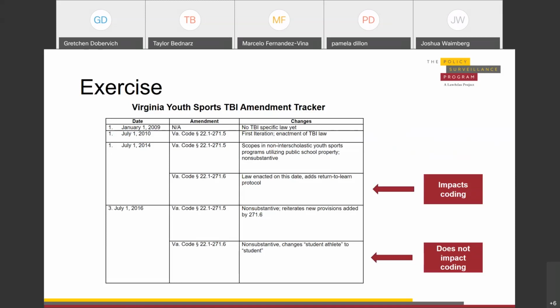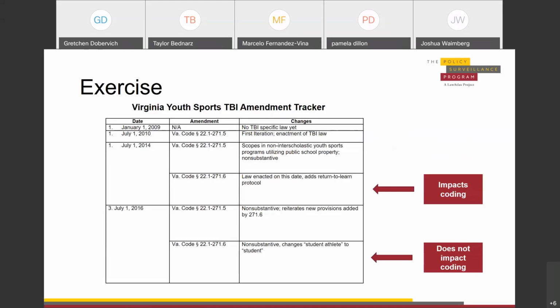July 1st, 2010 would be iteration 2. I'm sorry that these say iteration 1. That's a mistake. July 1st, 2010 would be the first iteration of the youth TBI law. It's enacted that date. Then July 1st, 2014 would be iteration 3. So in that situation, there are 2 more. There is what the existing law is amended to scope in non-interscholastic youth sports programs utilizing public school property, which in our case is non-substantive.